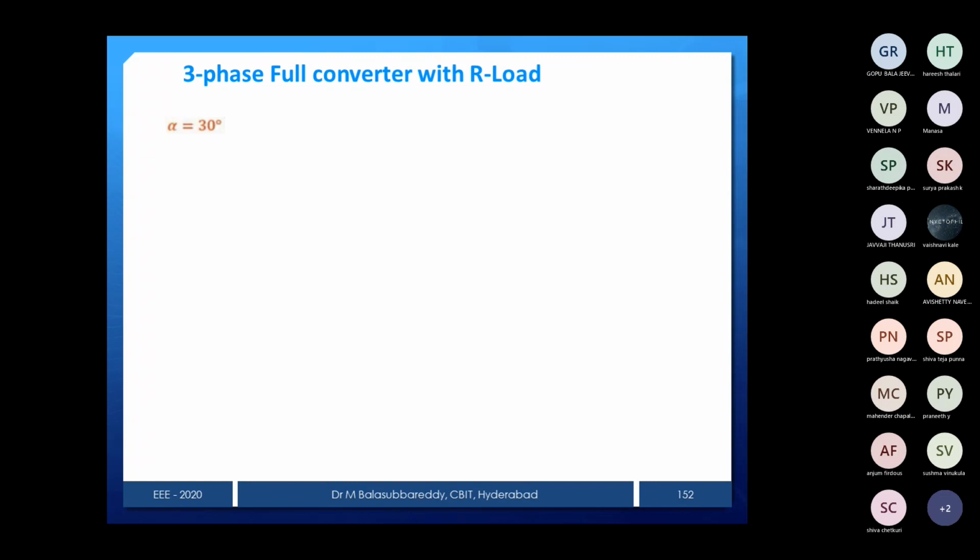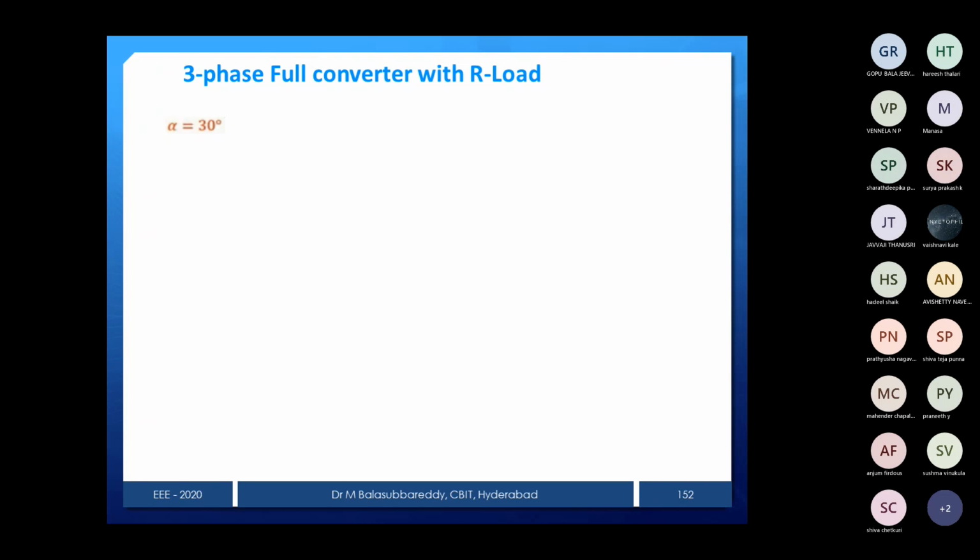Now I will show all these things and also explain. Even for RL load, what will happen after a continuous mode of operation? Normally we will get it as 0 in case of R load, meaning after natural pi, if a pulse is not available, then the thyristor remains off, and the current remains 0. That's the reason we'll get it as discontinuous.